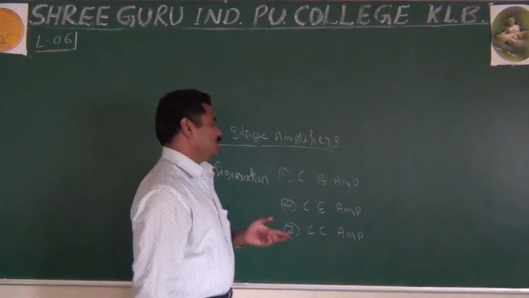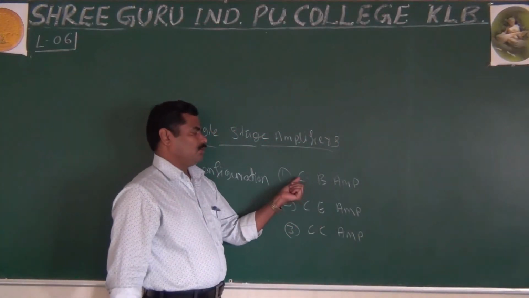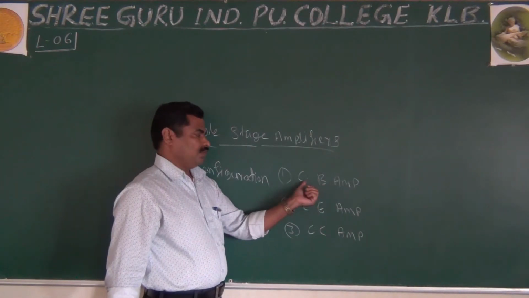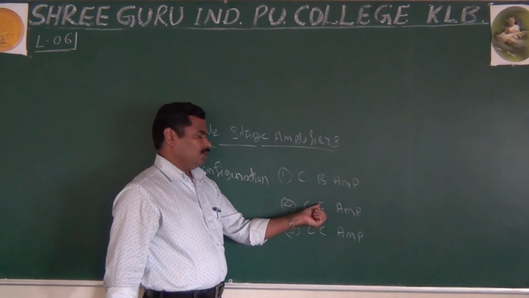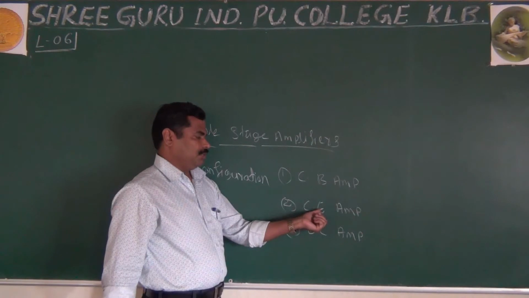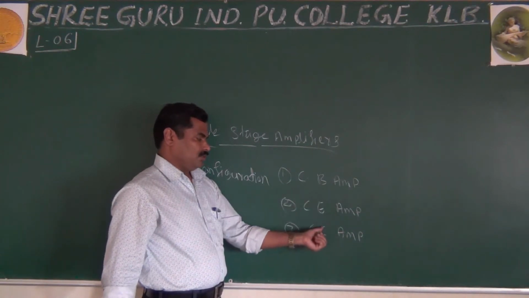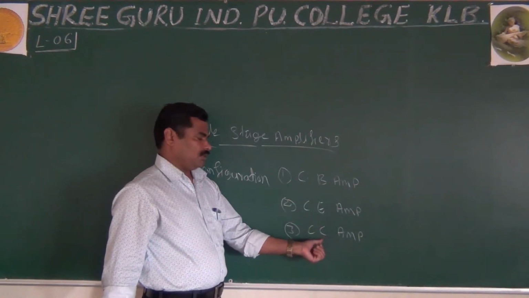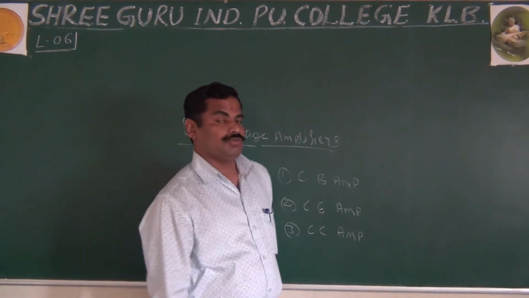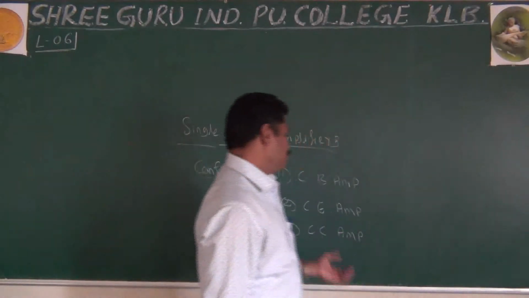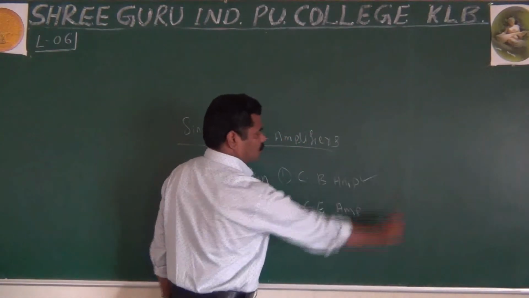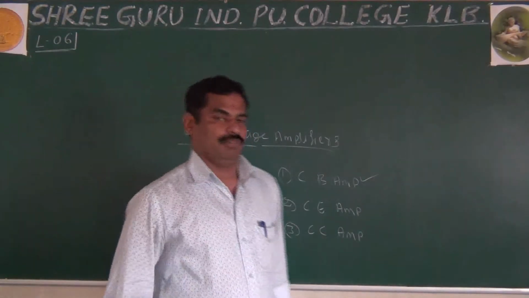In the classification, in a common base amplifier, the base is common for input as well as output. That is called a common base amplifier. In a common emitter amplifier, the emitter is common for input as well as output. In the same way, for a common collector amplifier, the collector is common for input as well as output. Of these 3 important amplifiers, today we discuss the common base amplifier.